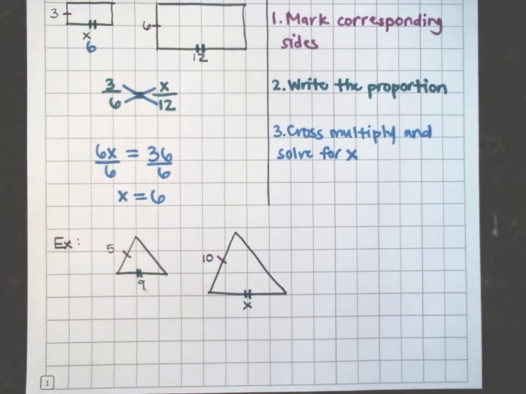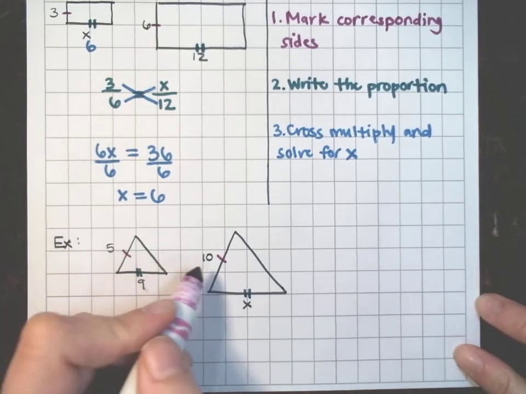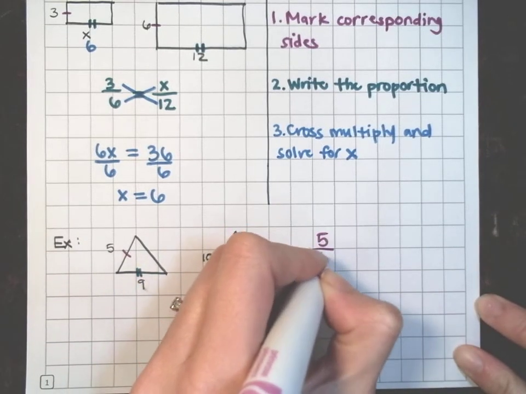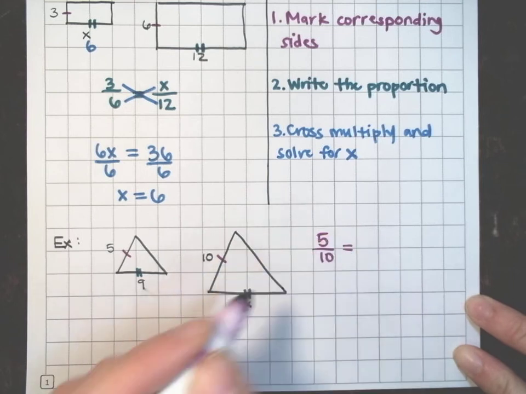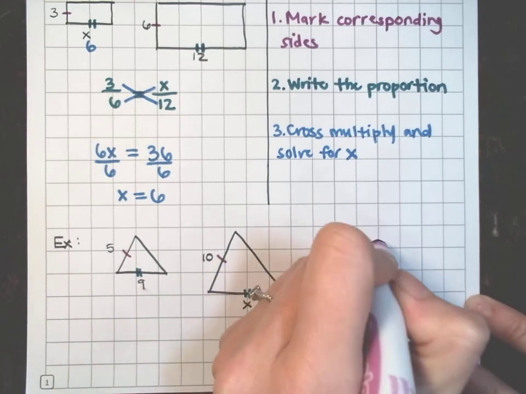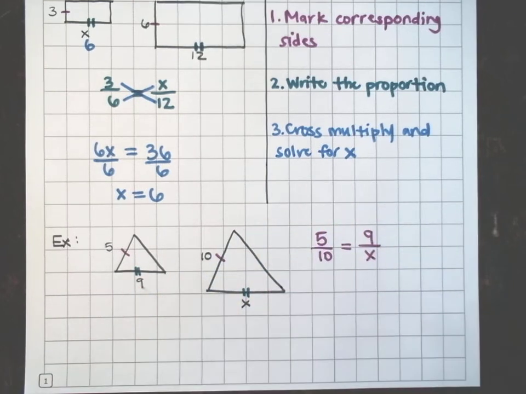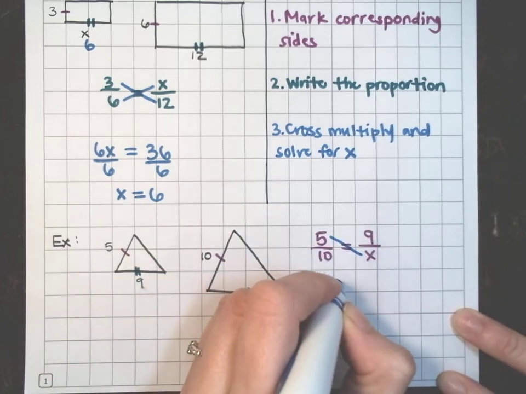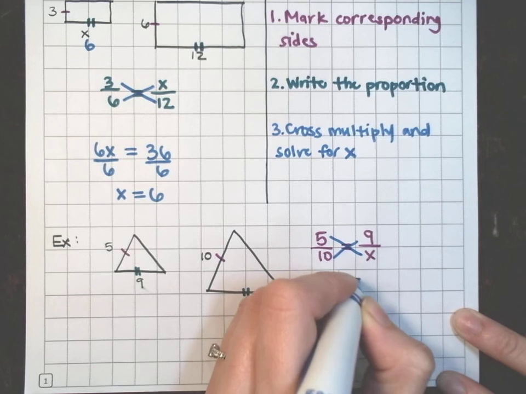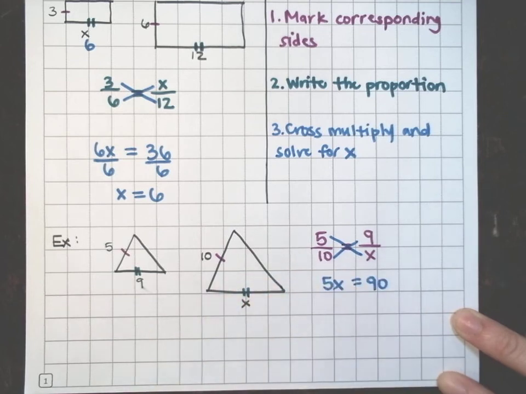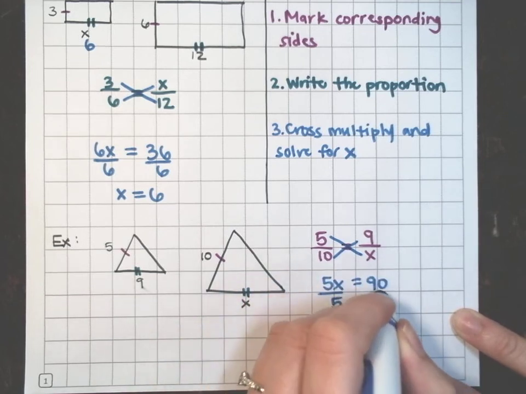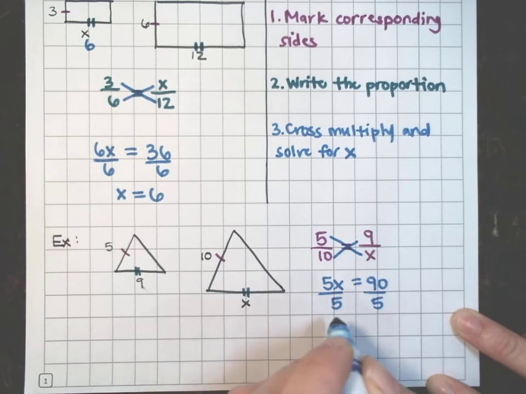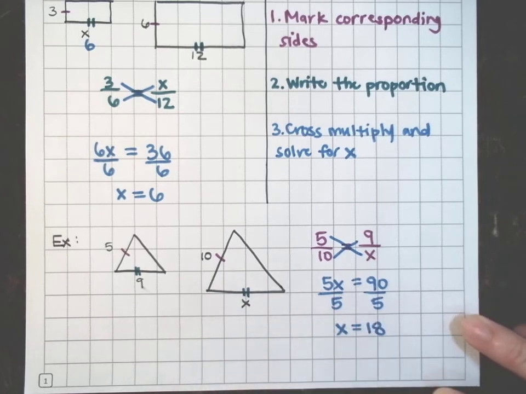Then we can write our proportion. So 5 divided by 10 equals 9 over x. Then we just cross multiply and solve for x. So 5 times x is 5x. 10 times 9 is 90. So 5x equals 90. Divide both sides by 5. And x equals 18.